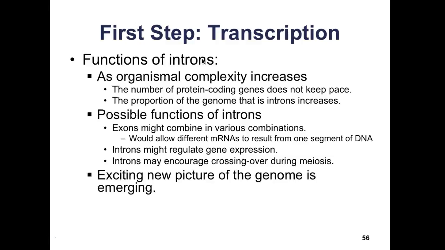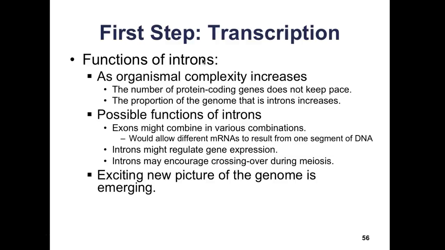As organismal complexity increases, the number of protein coding genes does not keep pace, so the proportion of the genome that is introns increases. Here are some suggested possible functions of introns. Exons might combine in various combinations. This would allow for different messenger RNAs to result from one segment of DNA, and ultimately the introns might regulate gene expression. Introns may encourage crossing over during meiosis. They will also keep certain exons in and maybe take some out. So an exciting new picture of the genome is slowly emerging as we continue to seek answers in this particular field of biology.